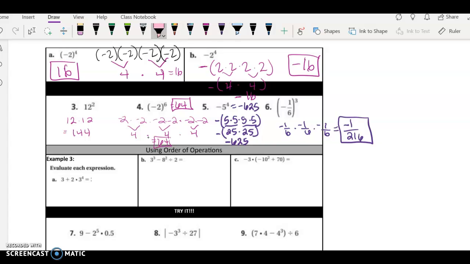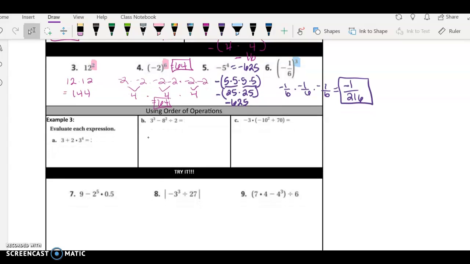So if you notice, if the exponent is positive, you'll always get a positive answer unless your negative is on the outside. But if your negative is on the inside and it's a positive power, you get a positive number. If your negative is on the inside as your base, and your exponent is odd, you get a negative number as your answer.